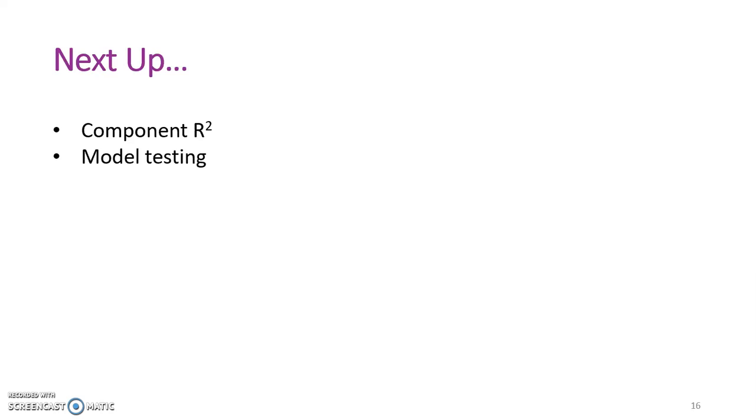This concludes the third lecture on two-factor ANOVA, and in the next lecture, we'll carry on this discussion of R-squared, but we'll be looking at the individual component R-squared values, and then we'll also be talking about the full model testing.